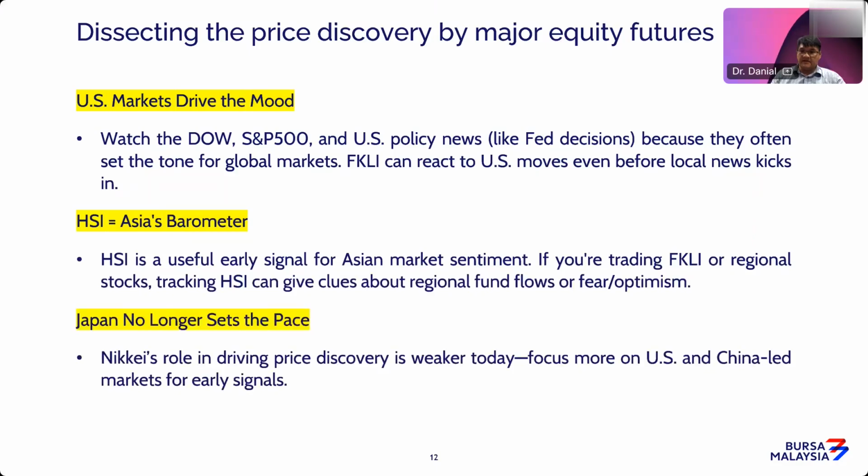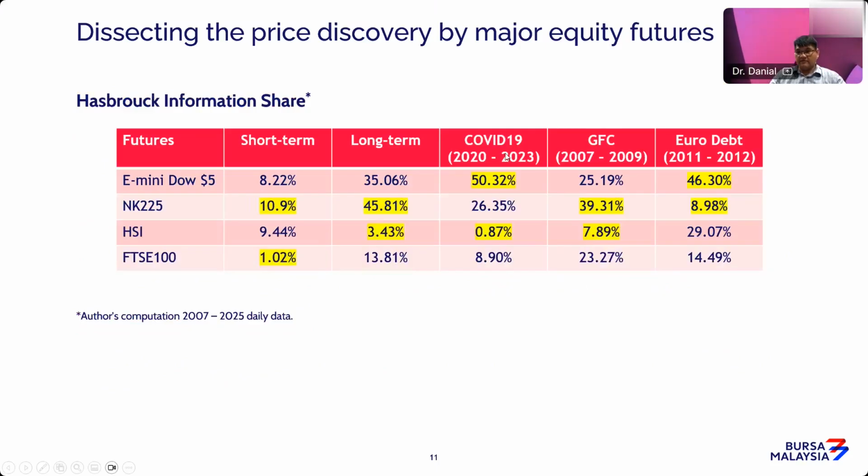Let's just put a conclusion here. So overall, which market drives the mood? Overall, watch the Dow. During COVID-19 and also the Euro debt crisis, the E-mini Dow contributed the most compared to these four. During COVID-19, E-mini Dow contributed almost half of whatever happened to KLCI futures. If KLCI futures go up, 50% of it we need to blame the Dow.